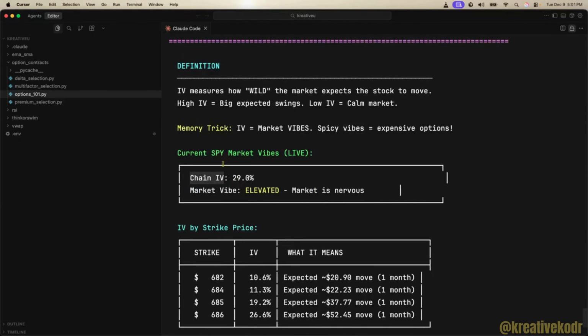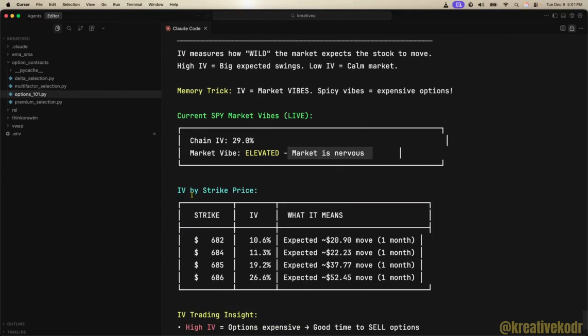The chain IV for SPY, the S&P 500, is 29%. This is a bit elevated. The market is nervous, right? So this is IV by the strike price. We're looking at the different option contracts by their implied volatility.